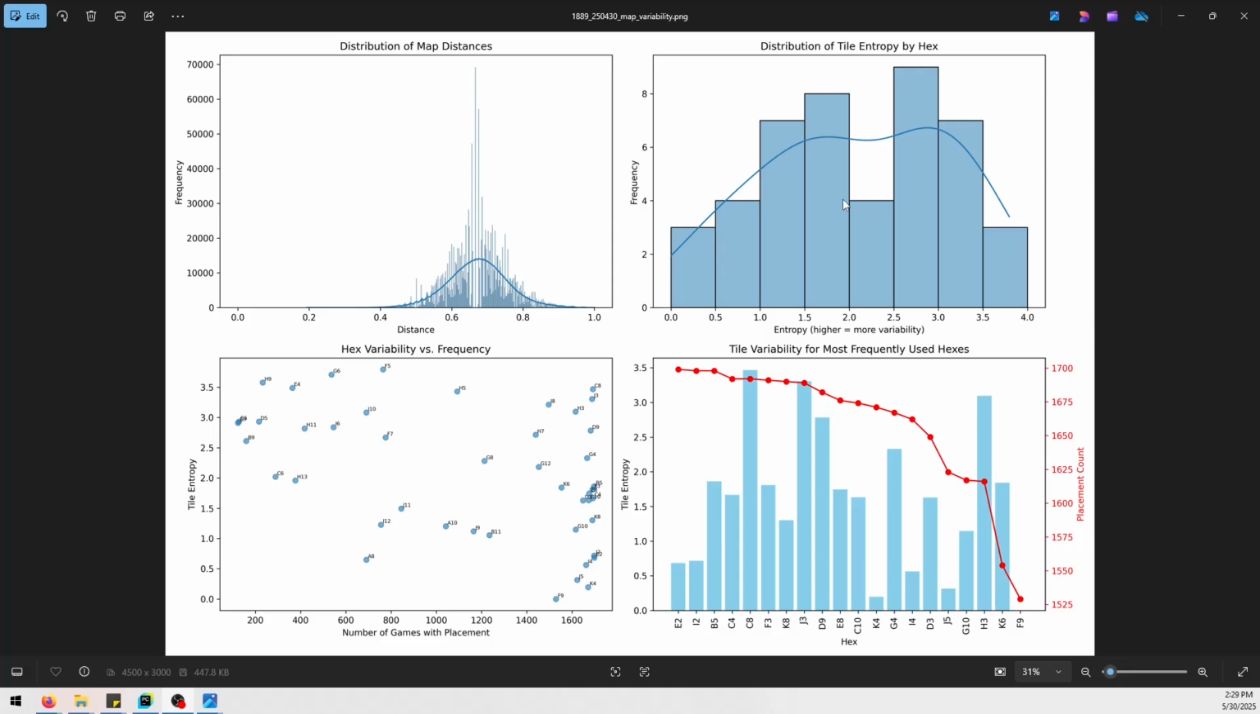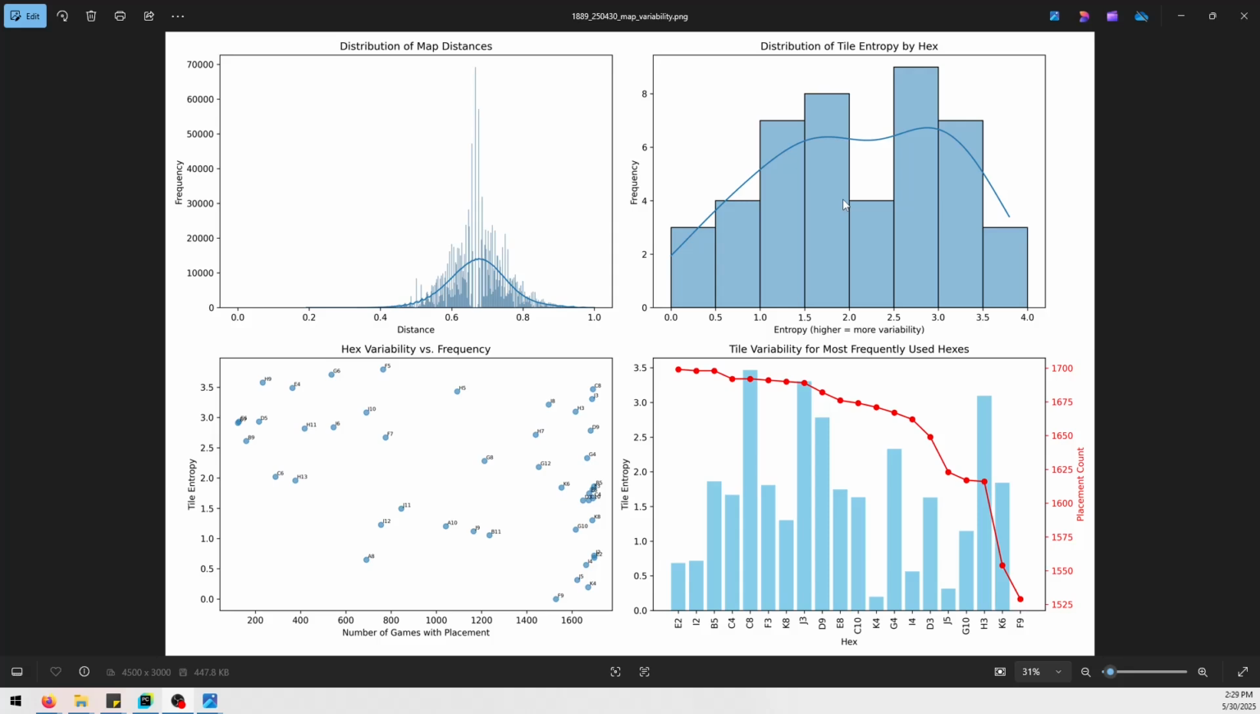And then the bottom two plots are probably less useful for this purpose, but it's interesting to look at how the hexagon locations or map locations vary in terms of, are they laid very frequently? And if they are, do they always get the same tile, or are they a tile that tends to vary a lot within the game?